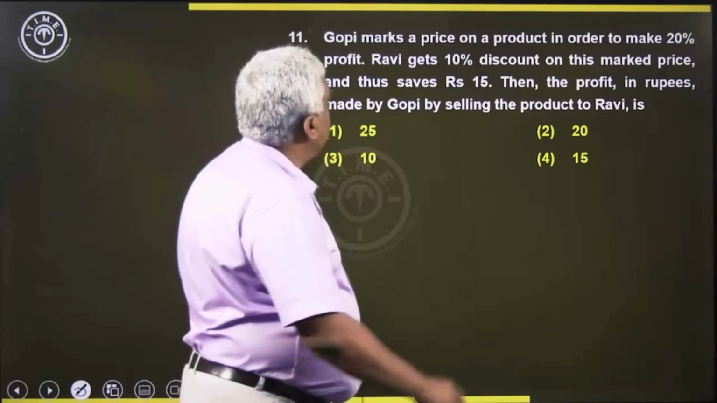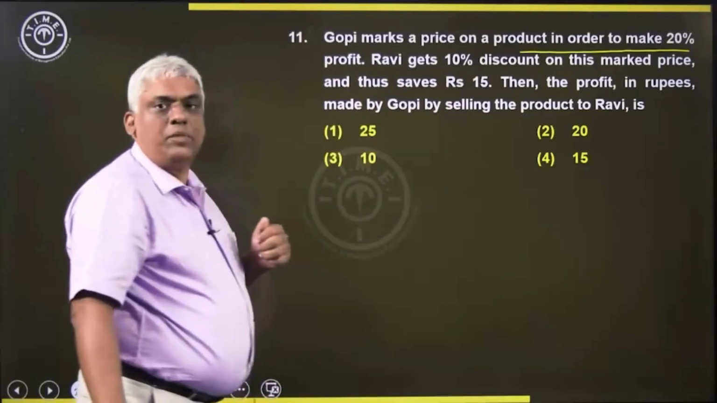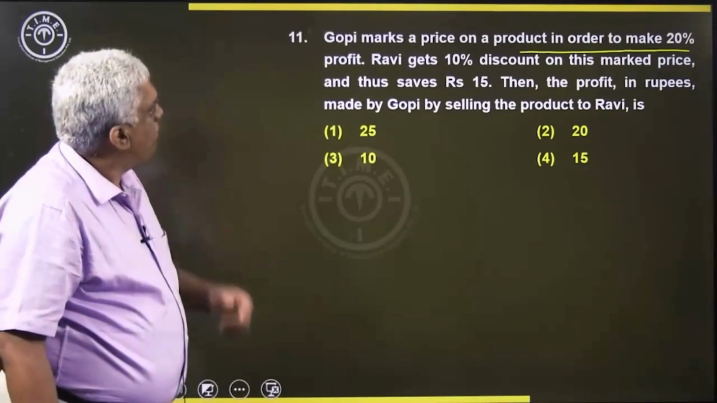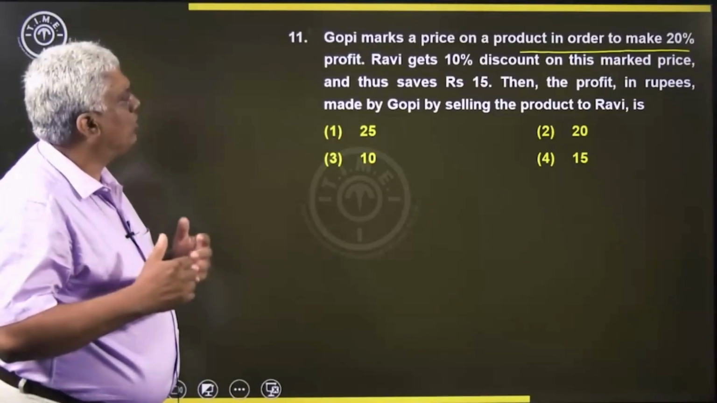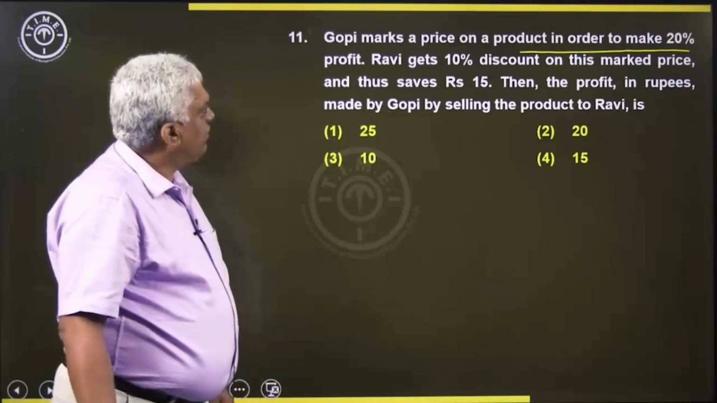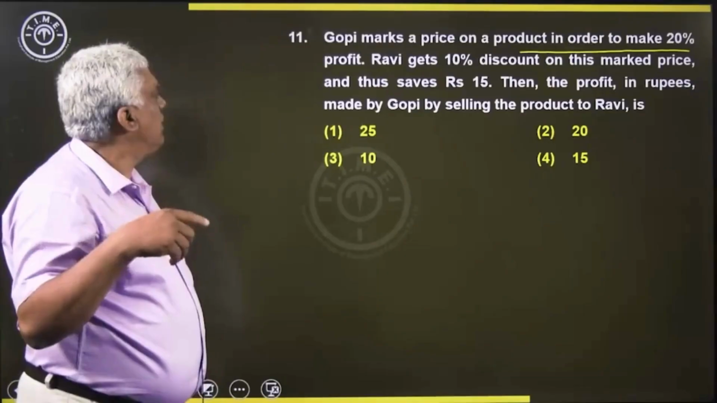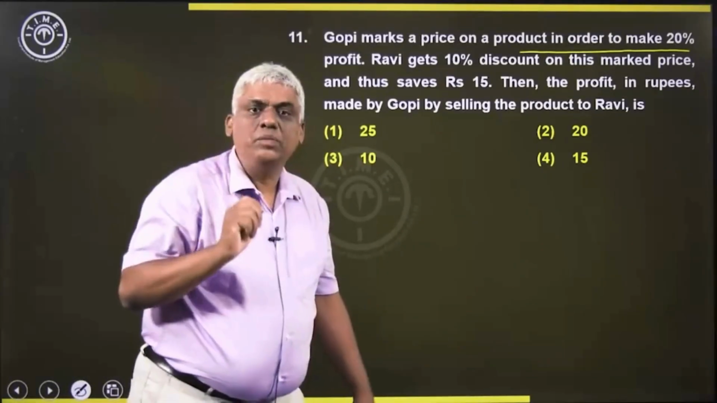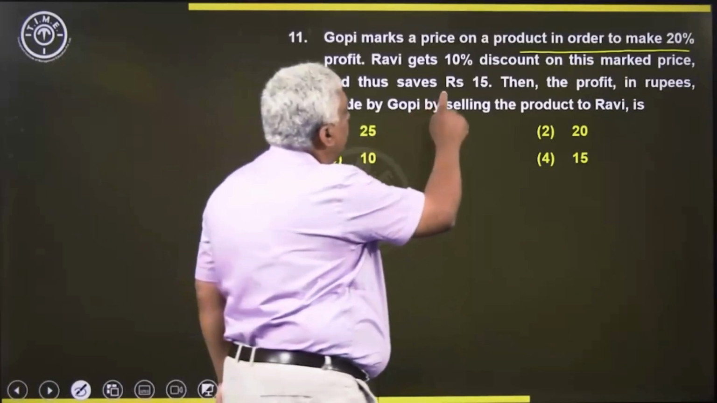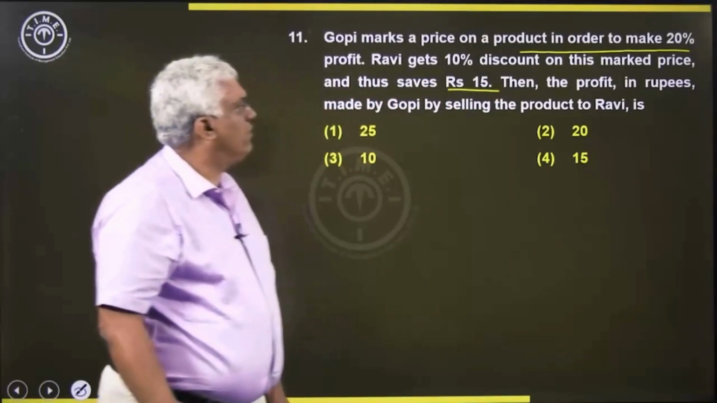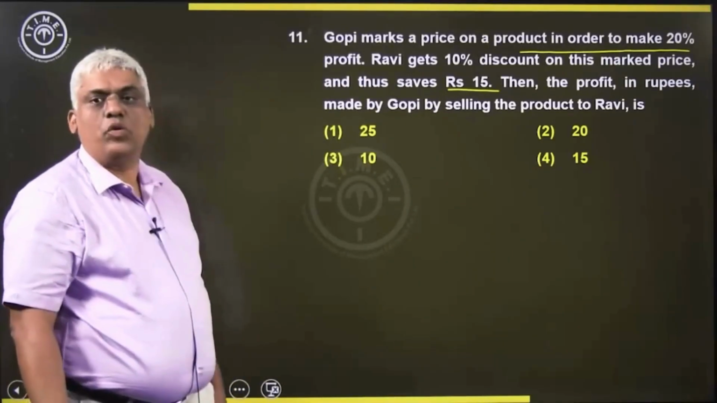Gopi makes a price on a product in order to make 20% profit. So Gopi's markup is 20%. He marks up the product by 20%. Ravi gets 10% discount on this marked price. So Ravi is a customer, he is buying it from Gopi and he is getting 10% discount on this marked price and thus saves rupees 15. So 15 rupees he is saving. Then the profit in rupees made by Gopi by selling the product to Ravi.